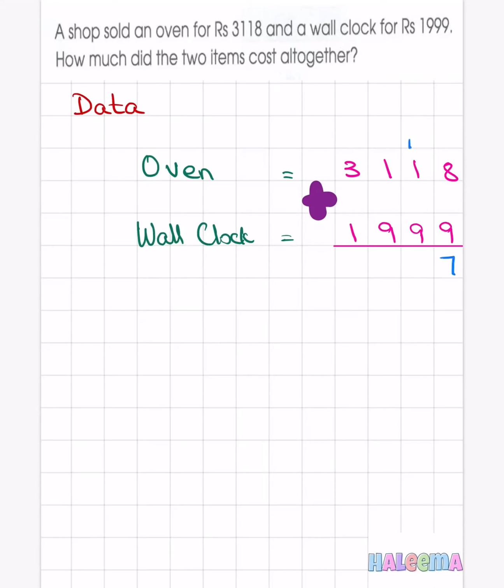Now in the tens place, we have 1 and 9. 9 plus 1 is 10. And don't forget to add the carry 1. 1 will carry to the next place and 1 down. Again, in the hundreds place, we have 1 plus 9, which is 10. And don't forget the carry 1, which is 11 again. Finally, in the thousands place, we have 3 plus 1, which is 4. And then add the carry makes it 5. This is it. This is our answer.